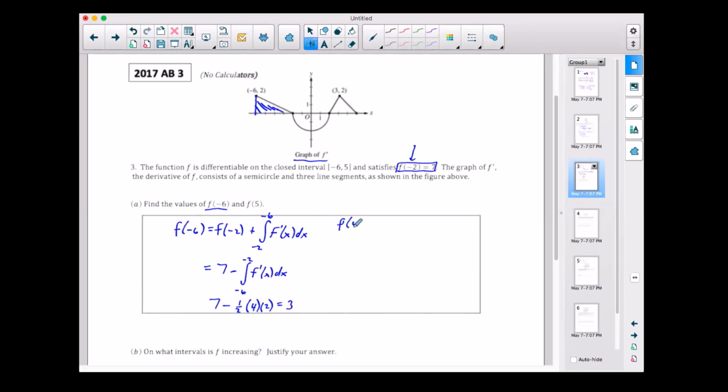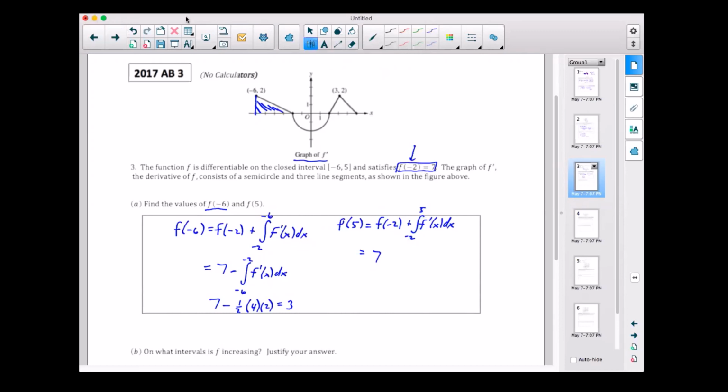And then to find the other value, f of 5, that's the other question. It's the exact same setup. It's going to be our starting value, which is f of -2 again, plus the integral from -2 to 5, where we're starting to where we're trying to get to, of f prime of x dx. And again, f of -2 we know is 7. That was given to us. And now I don't have to flip these limits because they're in the proper order. But now I want to go from -2 to 5.